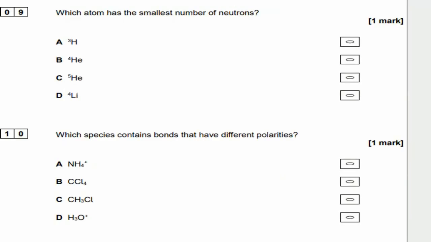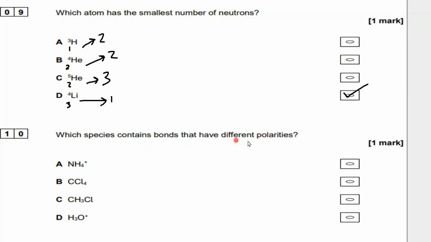Okay, time for the multiple choice questions. Let's go. Question 9. Which atom has the smallest number of neutrons? So we've got A, which is hydrogen 3, B, helium 4, C, helium 5, or D, lithium 4. So what we want to do here is find out their atomic number and then subtract the atomic number from the mass number, and that will give us the number of neutrons. So let's write the atomic numbers down here, easily found in your periodic table. Subtract from the mass number, and we're going to find that lithium 4 would only have 1 neutron, so the answer is D.